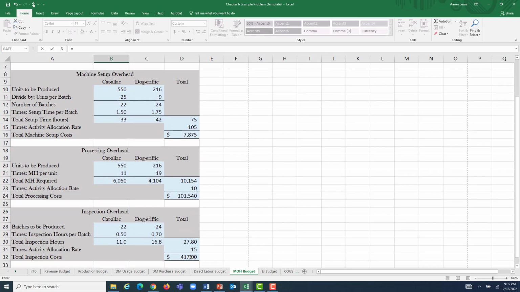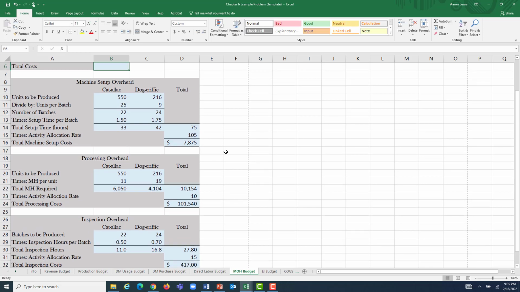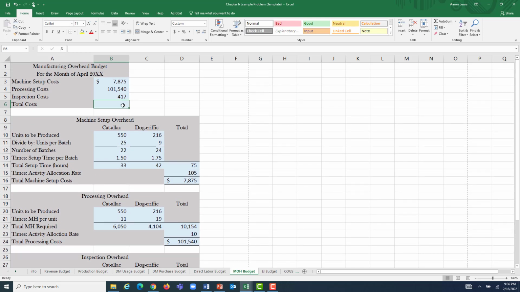So our 3 overhead costs are going to be our machine setups, our processing, and our inspection. When we add those together, that is $109,832 of necessary production costs besides material and labor that we're going to incur to make Cadillacs and Dogorifics during the period.